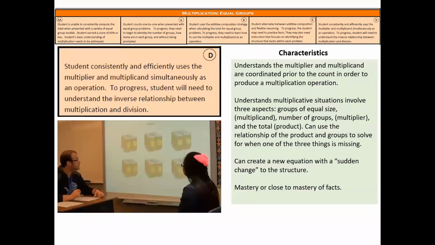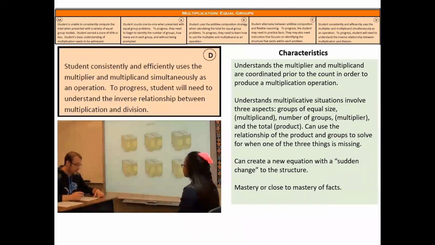Okay, level D now, and level D is exactly where I want our students to be. It's where all your standards are written. If you look at 3rd and 4th grade standards and match them to the framework, all those standards require students to be thinking at level D. Level D says the student consistently and efficiently uses the multiplier and multiplicative simultaneously as an operation. To progress, the student will need to understand the inverse relationship between multiplication and division.